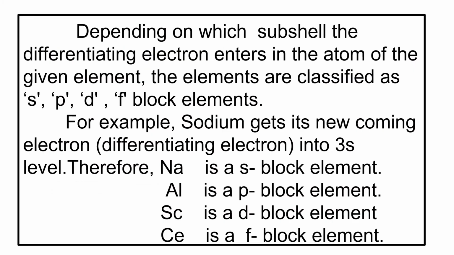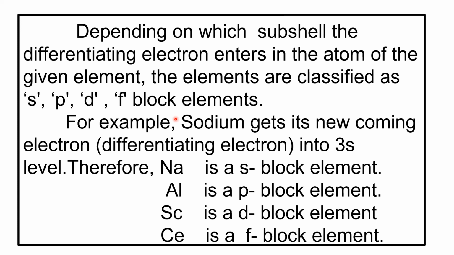The next. Depending on which subshell the differentiating electron enters in the atom of the given element, the elements are classified as s, p, d, f block elements. So here, till the previous slide, you have observed that depending on the valency, the group number is allotted.